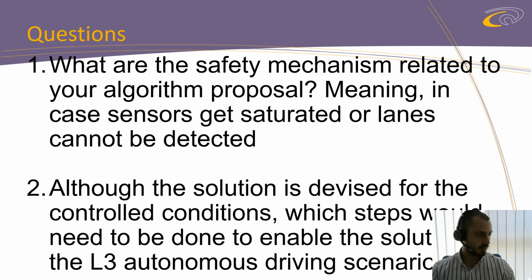And for the second question: although the solution is devised for controlled conditions, which steps would be needed to enable the solution in the L3 autonomous driving scenario? In my opinion, first of all, the algorithm itself has to be more robust and able to handle the different scenarios I mentioned in which it is hard to detect lane lines. Next, it would require other sensors to perform sensor fusion and check for confirmation of detected road markings, in which I don't mean only lanes.